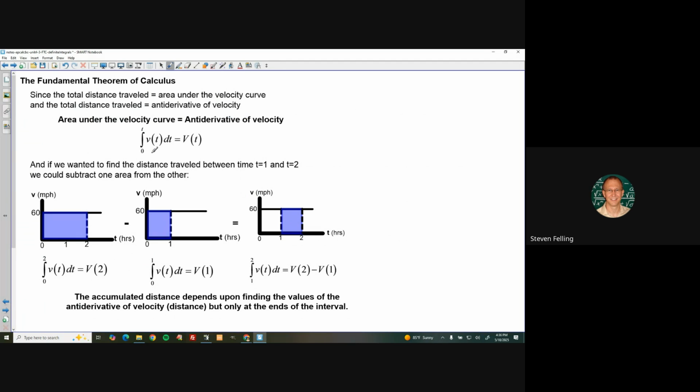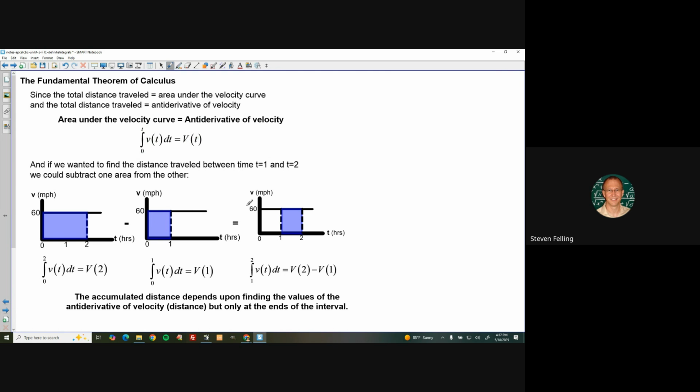Right, so if I take an area under a velocity curve that goes from time 0 to some time t, wherever I want to stop, that has to be equal to the antiderivative of the velocity. Right, so let's say that I didn't want to start at time 0.